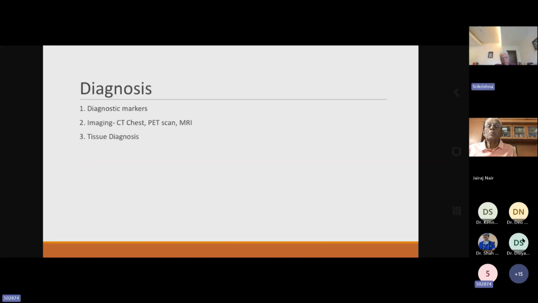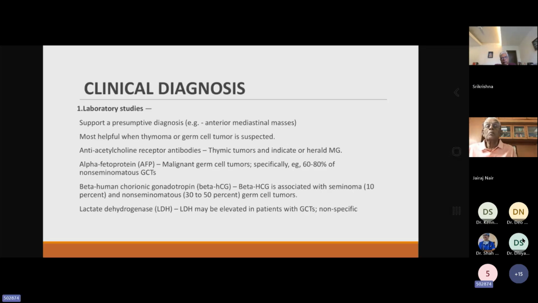Diagnosis is based on diagnostic markers, imaging including the CT chest, PET scan, and MRI, and tissue diagnosis. Coming first to the laboratory diagnosis, mostly helpful when thymoma or germ cell tumor is suspected, because thymoma is mostly associated with myasthenia gravis, so anti-acetylcholine receptor antibodies are present.